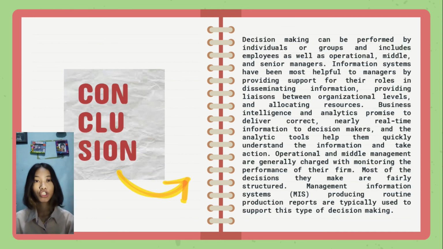So we come to the conclusion that decision making can be performed by individuals or groups and includes employees as well as operational, middle and senior managers. Information systems have been most helpful to managers by providing support for their roles in disseminating information, providing liaison between organizational levels, and allocating resources. Business intelligence and analytics promise to deliver correct, nearly real-time information to decision makers, and the analytic tools help them quickly understand the information and take action.